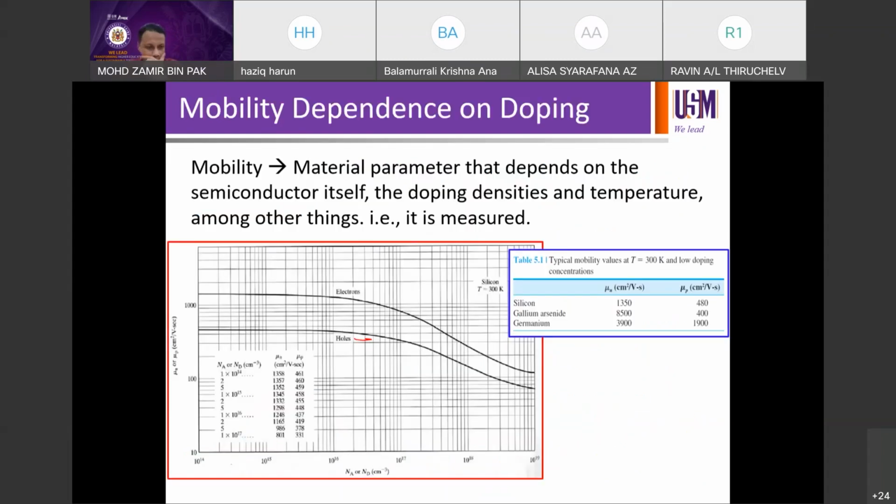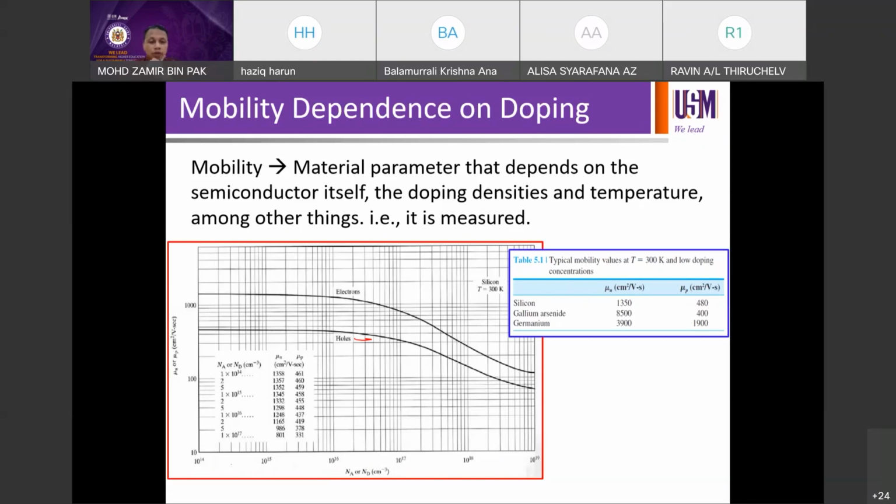So let's see how the mobility comes into the picture. Let's finish off with this slide on mobility. So what is mobility of carriers? Mobility of carriers is dependent on the semiconductor itself, the doping density, the temperature, among other things, and it can be measured. Mobility in simple terms is how easy your carriers move in your semiconductor. If the ease of movement is high, then you're going to get high mobility. If it's not that easy to move across, then you're going to get low mobility of either electron or hole.